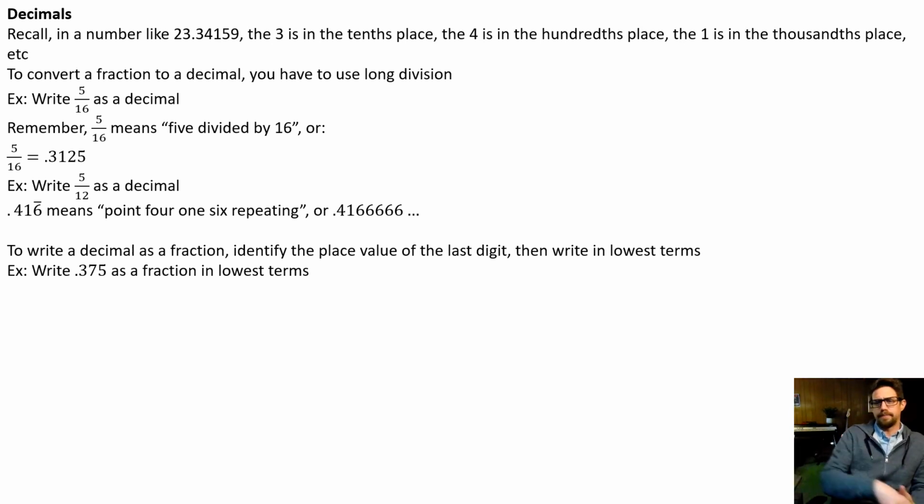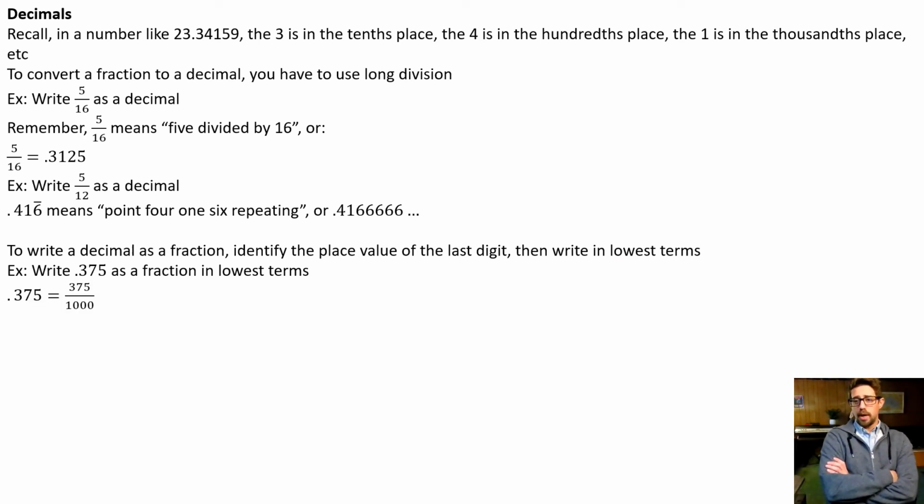Okay, so let's do it. You may not know off the top of your head what 0.375 is as a fraction, so let's do it. You just identify, okay, what does that mean? What does 0.375 really mean? Well, this is the tenths place, hundredths place, thousandths place. So 0.375 really means 375 over 1,000. And there it is as a fraction. So you almost didn't even really do any math. You just knew what 0.375 meant.